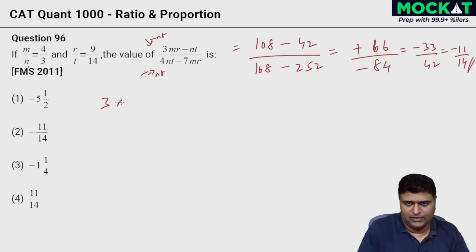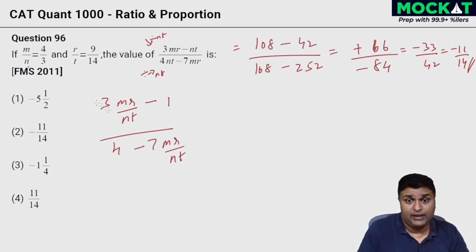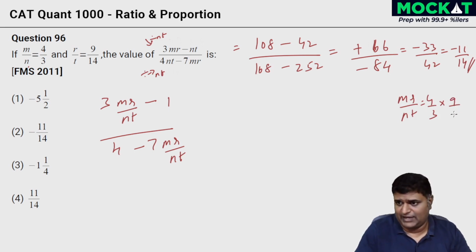So what are we getting? 3 mr by nt minus nt by nt is 1, divided by 4 nt by nt, which is 4, minus 7 mr by nt. Now, mr by nt is the same in both places, and it's easy for me to find. I just need to multiply these two: m by n into r by t, right? What is that going to be? mr by nt is m by n, 4 by 3, into r by t, which is 9 by 14. Now we can simplify over here and write this as 6 by 7.